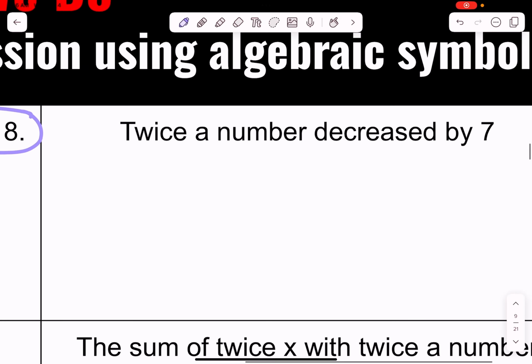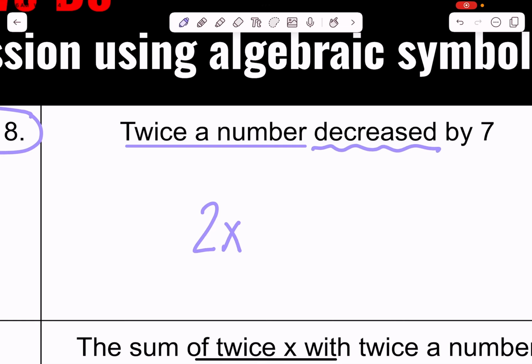Twice a number. I'll put 2x. Decreased. Decrease is another subtraction. It doesn't mean we switch the order or anything. It's just subtraction. 7. 2x minus 7.